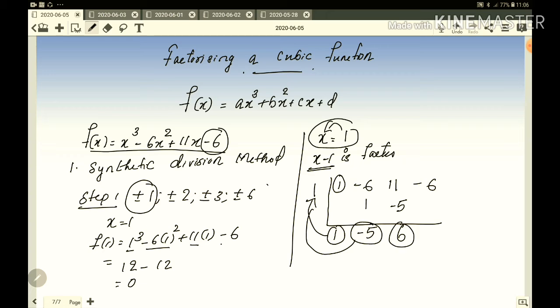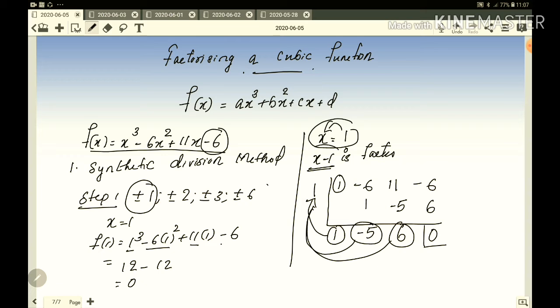See, 6 is going to multiply 1 again, that is 6. Write it under the next number and add it, giving 0. The last number must be 0, which means your work is correct so far. You must get 0. Clear? You understand? Okay. Now look at the numbers apart from 0, what are here? 1, minus 5, 6. You are looking for the next 2 factors.